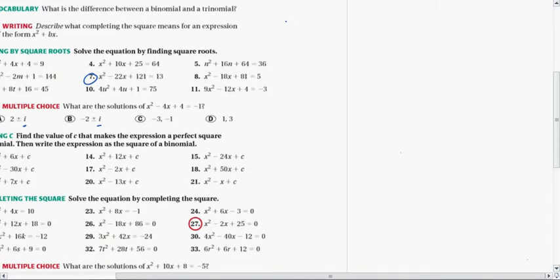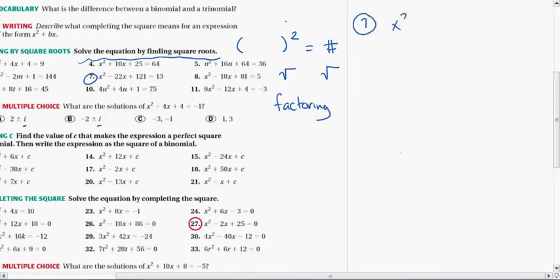Number 7. Now, the instructions for this set say to solve the equation by finding square roots. And what that is saying is that you want to get the equation to look like something squared on the left equaling some sort of number on the right. And then you're going to find out what x is by taking square roots on both sides. So in most cases in these problems, you're going to do all of that by factoring. So let's take a look at number 7 and see what that looks like.